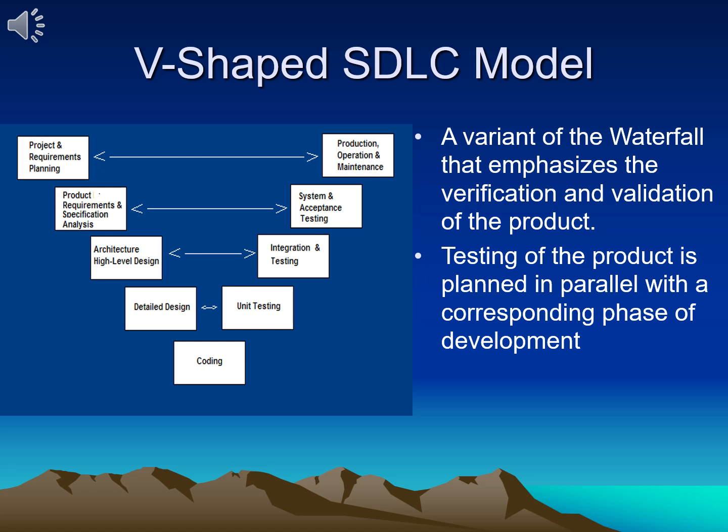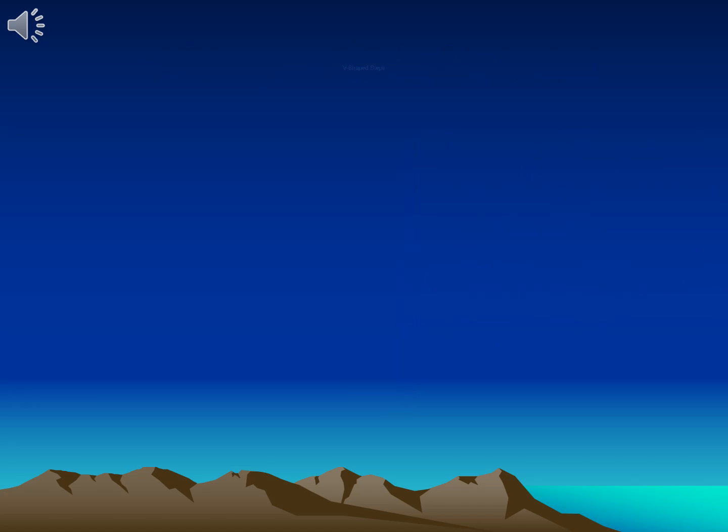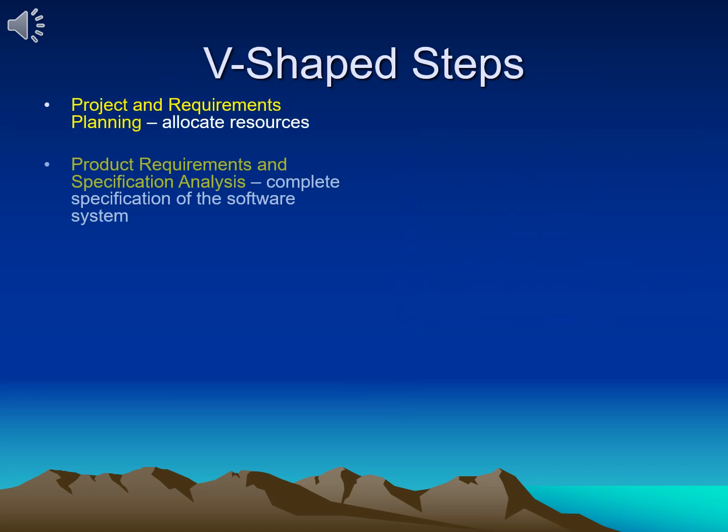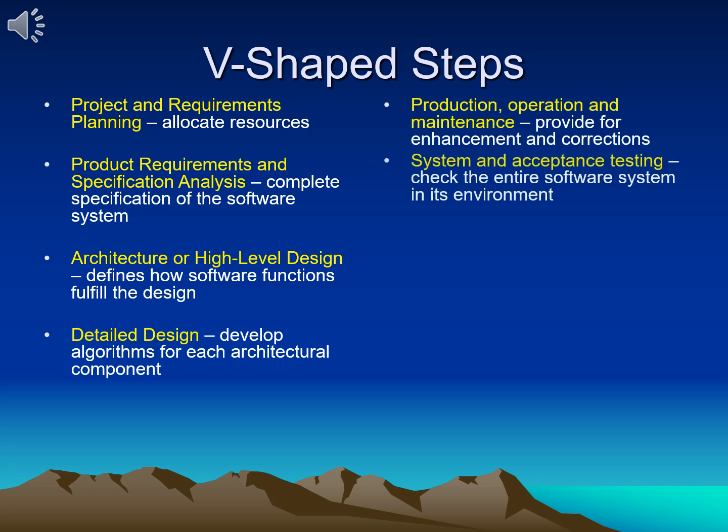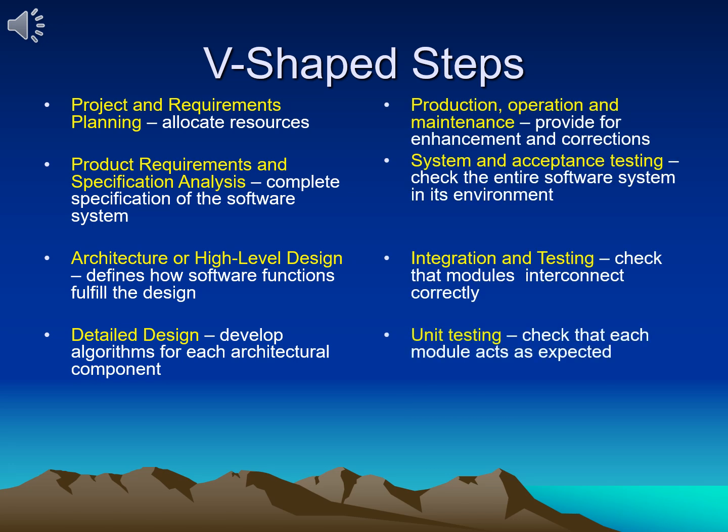Between these two sides, there is a coding phase at the bottom, connecting development and testing. V-shaped steps. Project and requirements planning, allocate resources. Product requirements and specification analysis, complete specification of the software system.